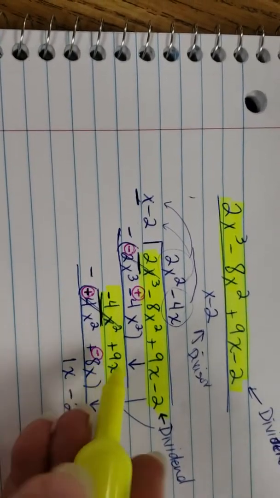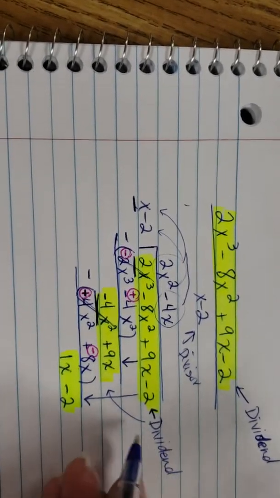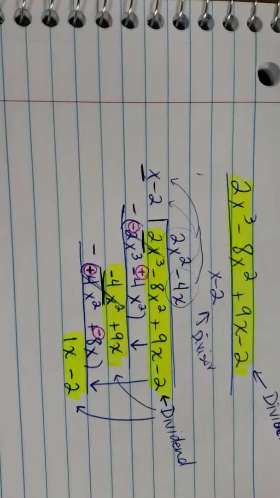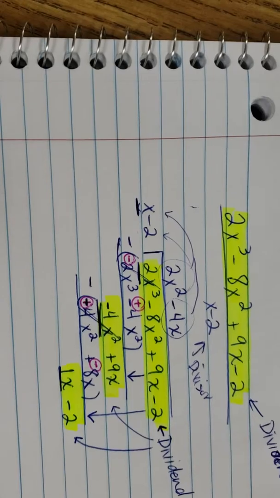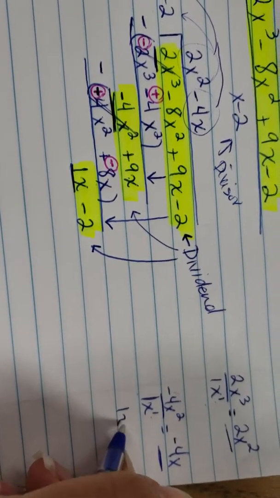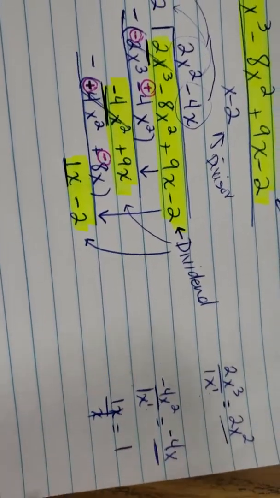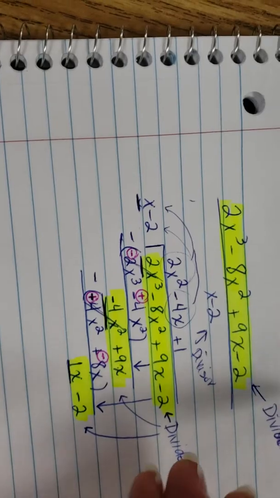And now this again becomes our new dividend. Okay, so now we're going to divide into this term right here. So x into 1x. That one should be obvious, but if not, it's okay. So we're looking at 1x divided by x. So here on the side again, 1x divided by x. Well, the x's are gone, so it's just equal to 1. Okay, so up here, I'm going to go ahead and put plus 1 because it's positive 1.